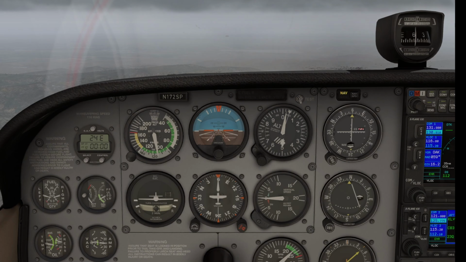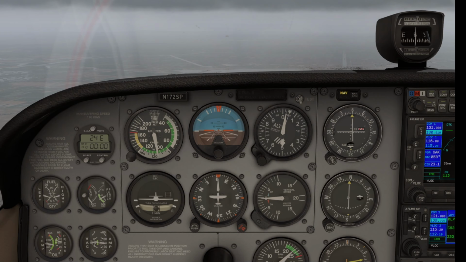Now we will identify the Altam intersection using the reciprocal of the Sacramento 177 radial, which is the Sacramento 357 radial. Notice the number 2 OBS is set to 357 and the number 2 CDI is fully deflected toward the east. This is the same geometry we observed earlier. When approaching the intersection, the CDI was fully deflected toward the east, and as we moved closer, the needle began moving toward center. The needle movement, not the to-from indicator, confirms whether we are approaching or departing the intersection.